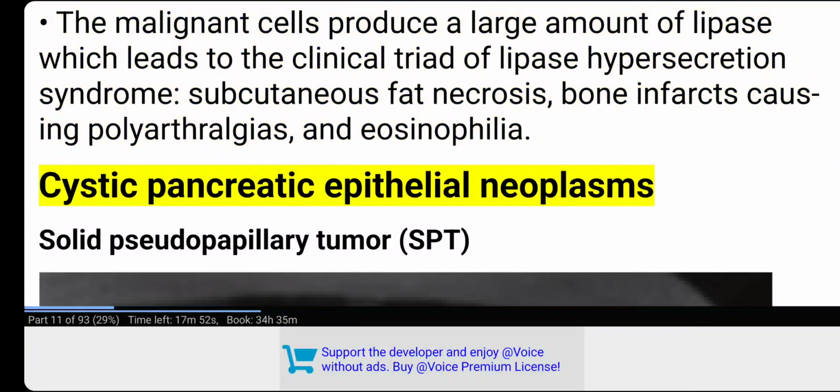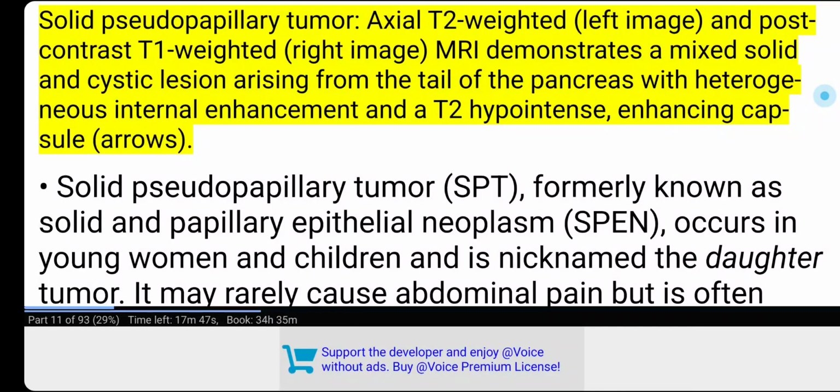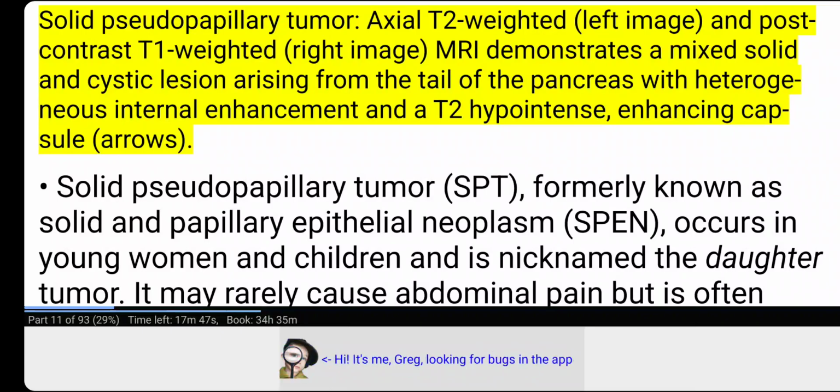Cystic pancreatic epithelial neoplasms. Solid pseudopapillary tumor, SPT. Solid pseudopapillary tumor. Axial T2 weighted left image and post-contrast T1 weighted right image MRI demonstrates a mixed solid and cystic lesion arising from the tail of the pancreas with heterogeneous internal enhancement and a T2 hypointense, enhancing capsule (arrows).